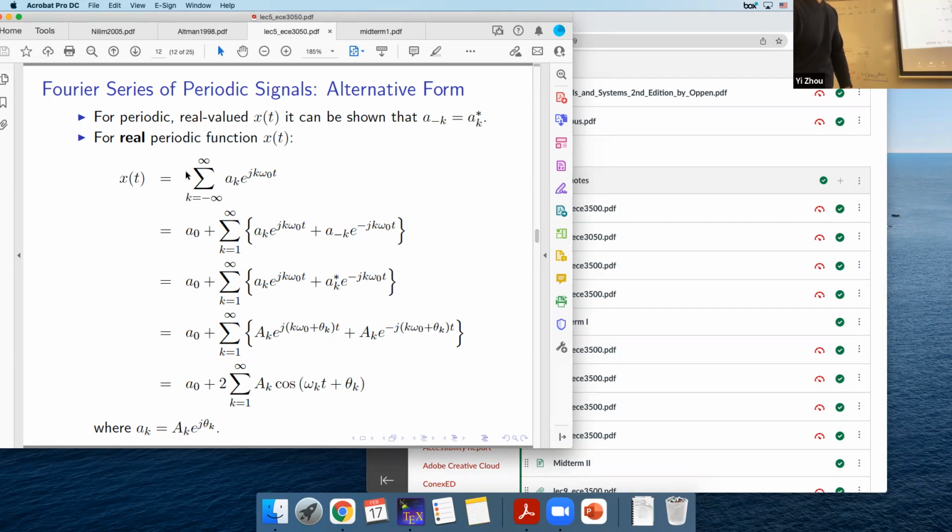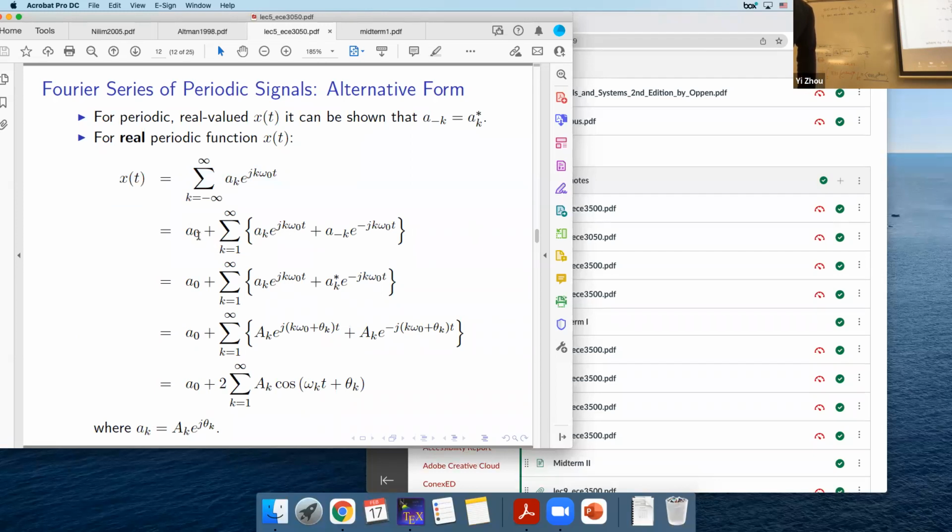And moreover, under this case, we can further simplify this complex Fourier expansion into the cosine form. So basically this is the original expansion, and then we rewrite the summation into this one.